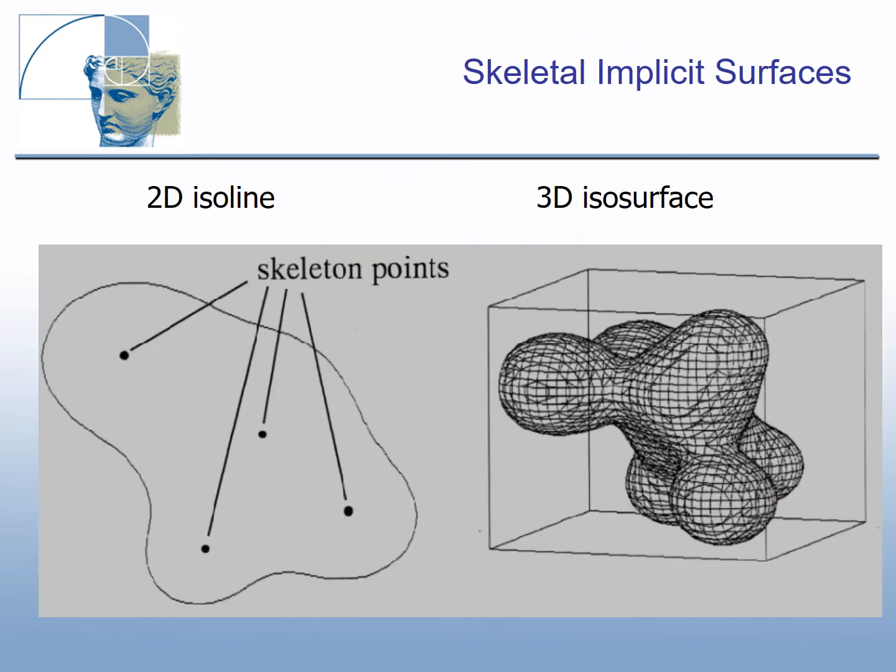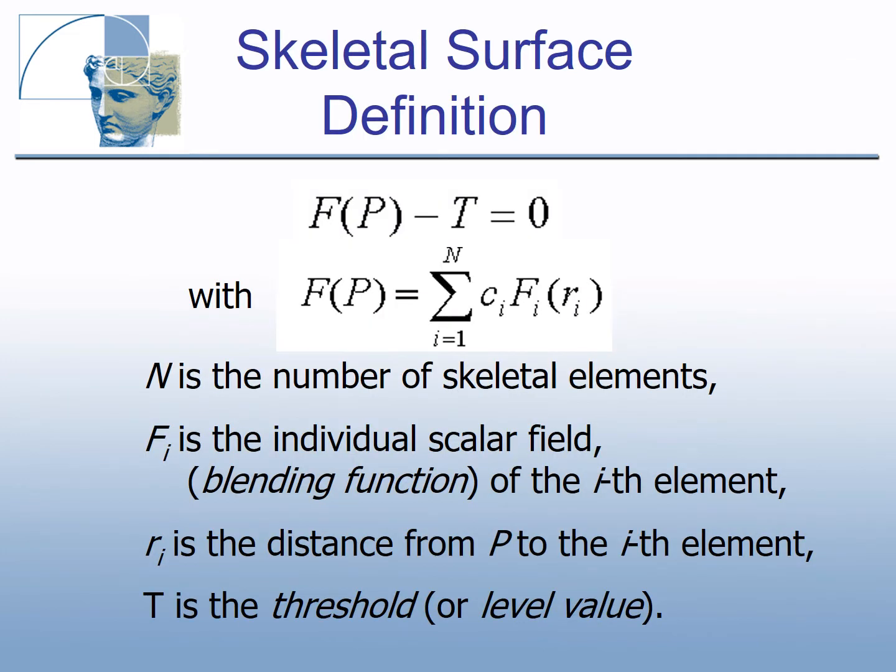When we put several field sources in space, the surfaces of the constant field value become smoothly blended spheres, as is shown in two-dimensional example, left image, and in three-dimensional example, right image. The definition of the skeletal implicit surface includes the global scalar field f of p, which is an algebraic sum of individual scalar fields depending on the distance to a skeletal element, where n is the number of skeletal elements, t is the level value we select for the global field.